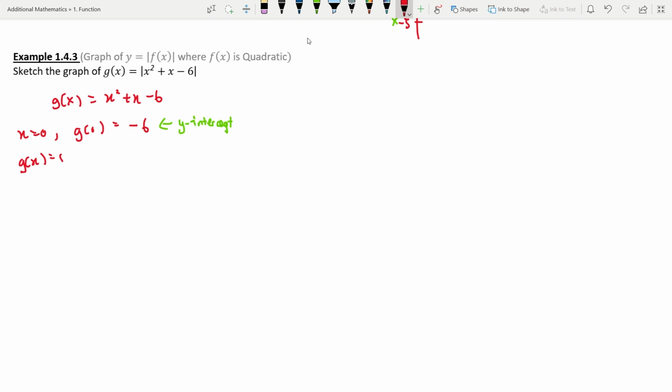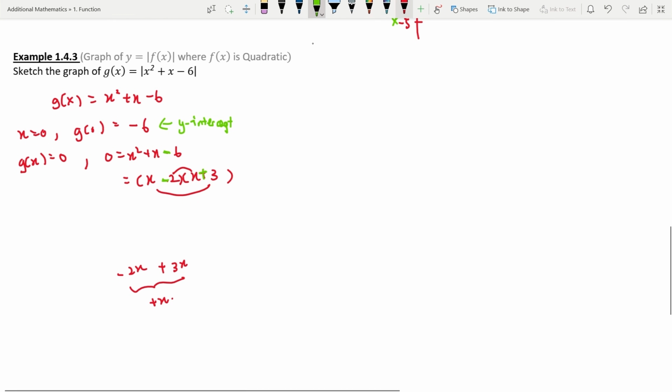When g(x) is equal to 0, 0 equal to x squared plus x minus 6. Factorize the equation. x squared is separated into x and x. 6 is 2 and 3. Here we have 2x, here we have 3x. In order to get a positive x, minus 2 plus 3, we have a positive x. Minus 2x plus 3x. And lastly, we also need to double check negative and positive. We should get a negative, correct?